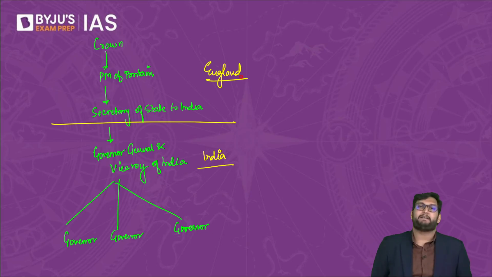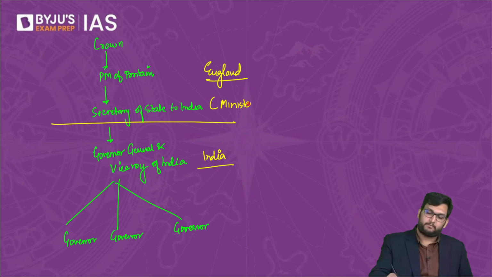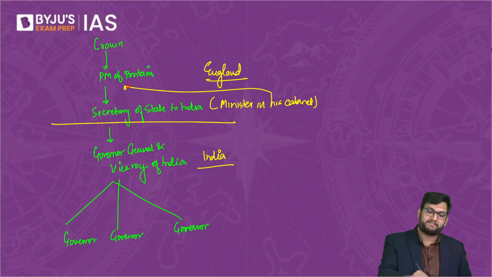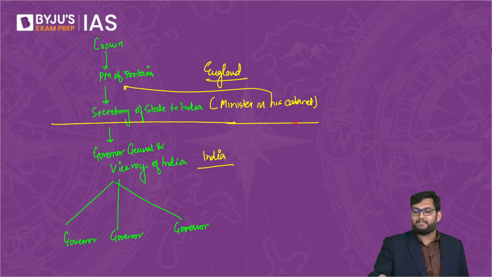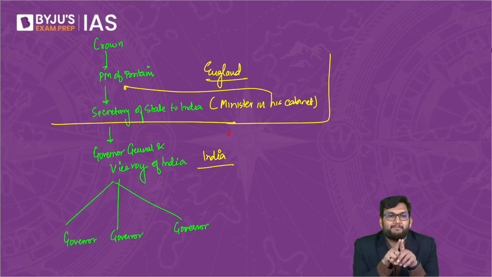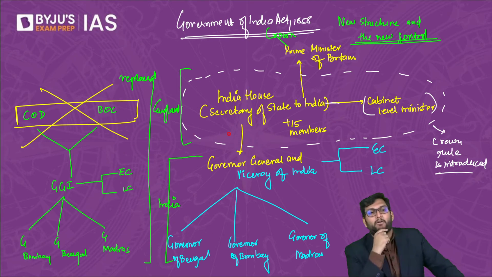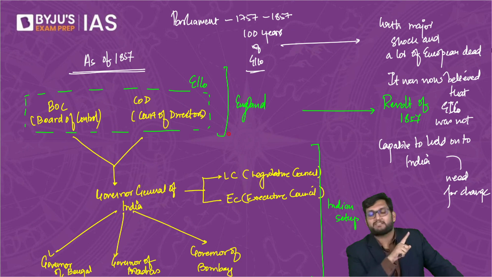Because now ultimately the British Prime Minister controls via the Secretary of State, which is nothing but a minister in his cabinet. His means Prime Minister's cabinet. I am telling you that this is the England part. Then how is he sitting in India? Please listen to me, concentrate. When I am saying that this machinery is in England, then how can the Secretary of State be in India? Simple point. This was the structure.